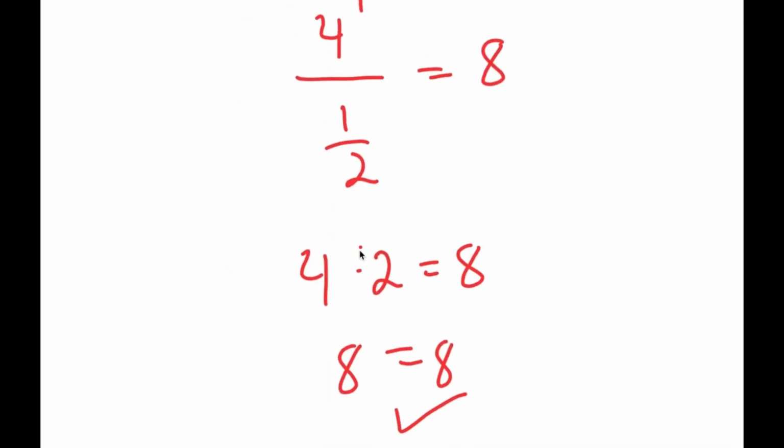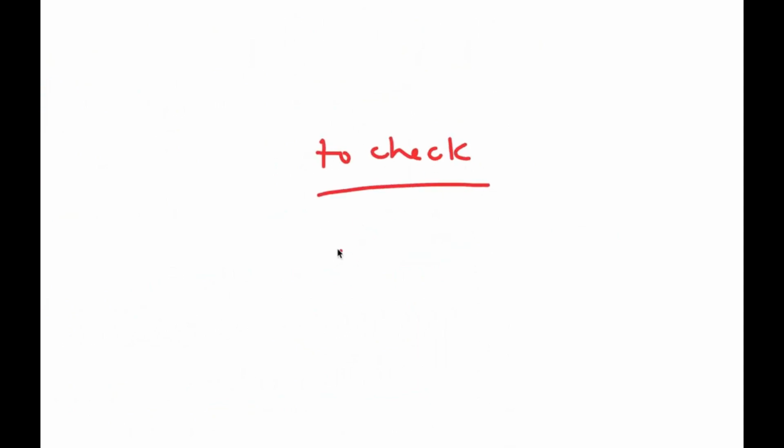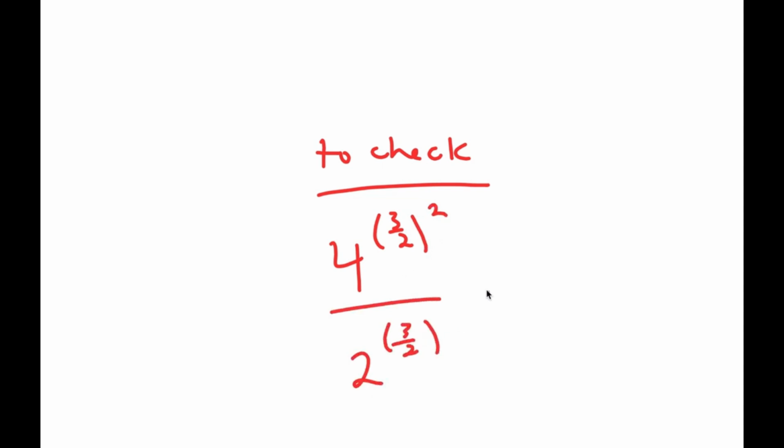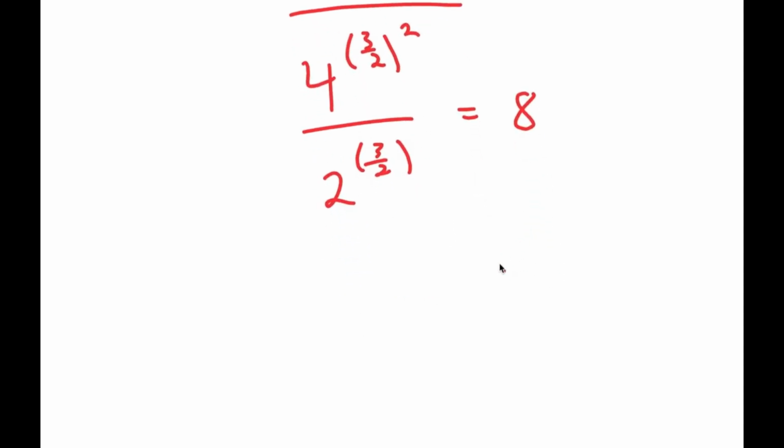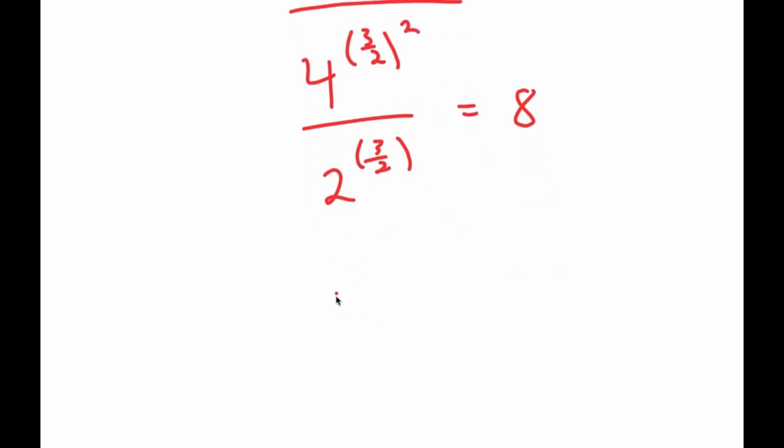Now I'm going to check x equals 3 over 2. So I have 4 to the power of 3 over 2 squared over 2 to the power of 3 over 2 is equal to 8. So 3 over 2 squared is 9 over 4, so I have 4 to the power of 9 over 4 over 2 to the power of 3 over 2 is equal to 8.